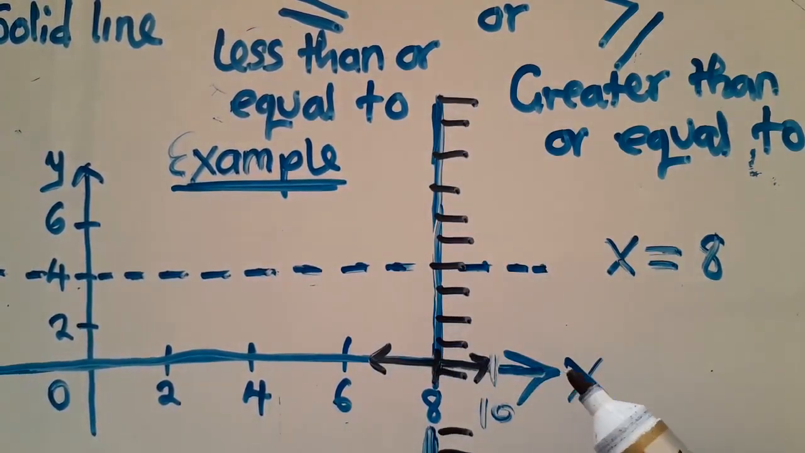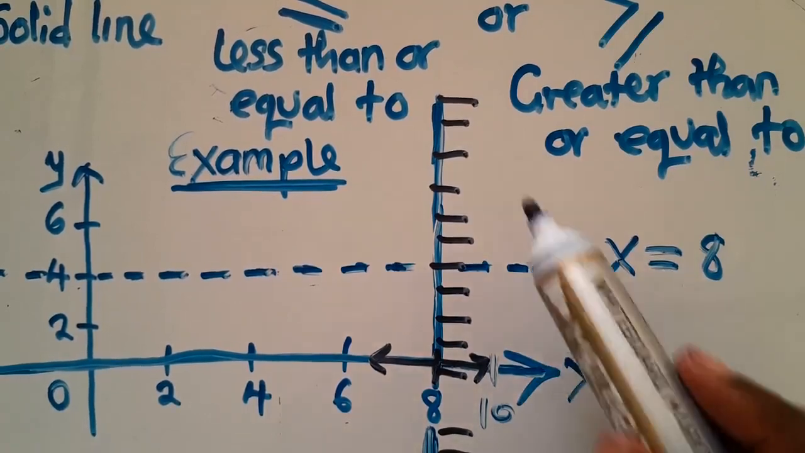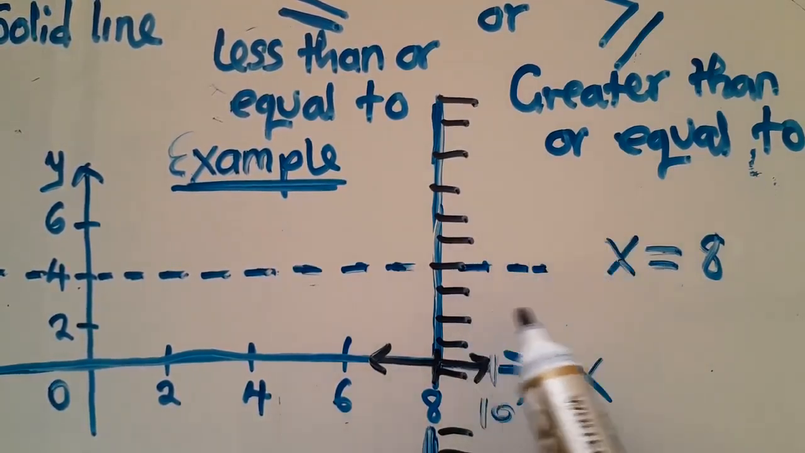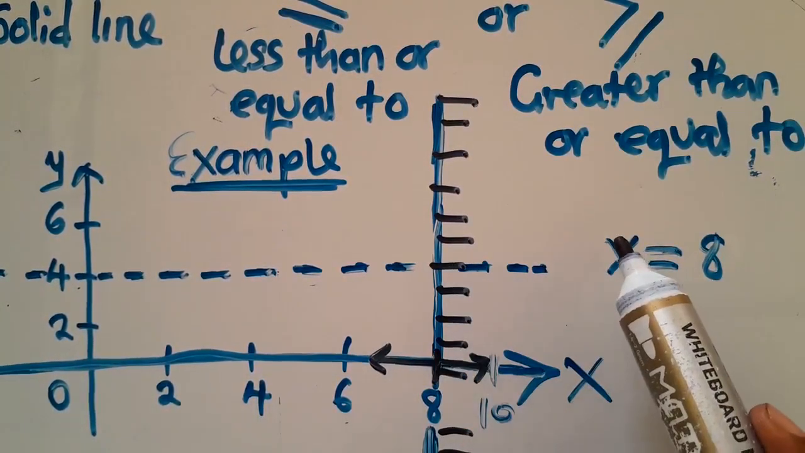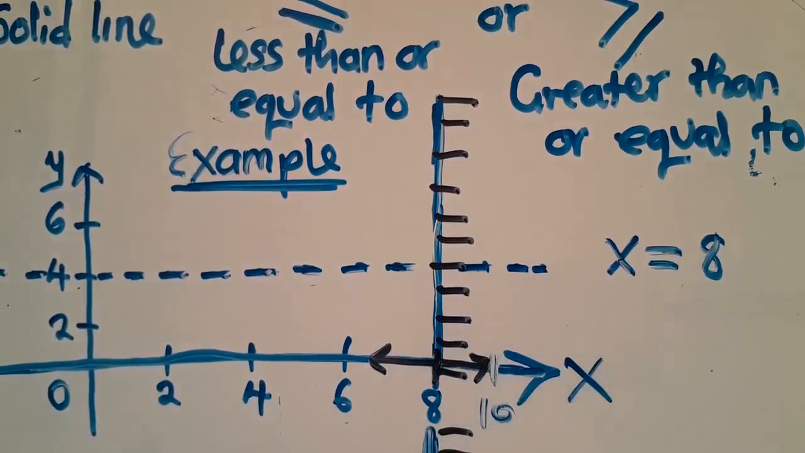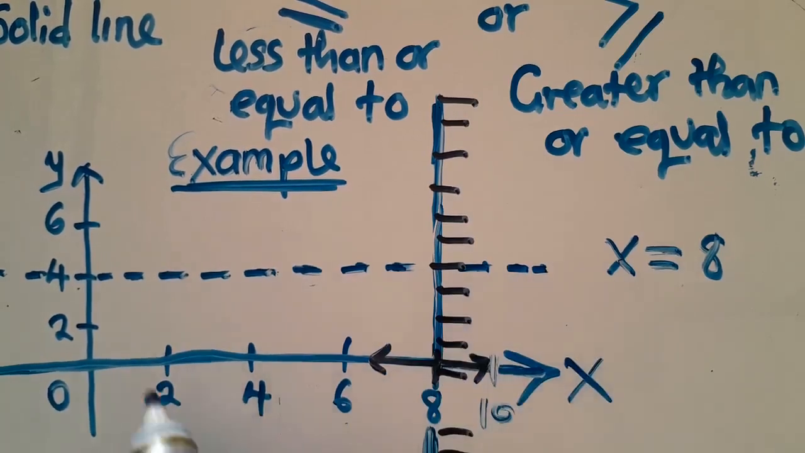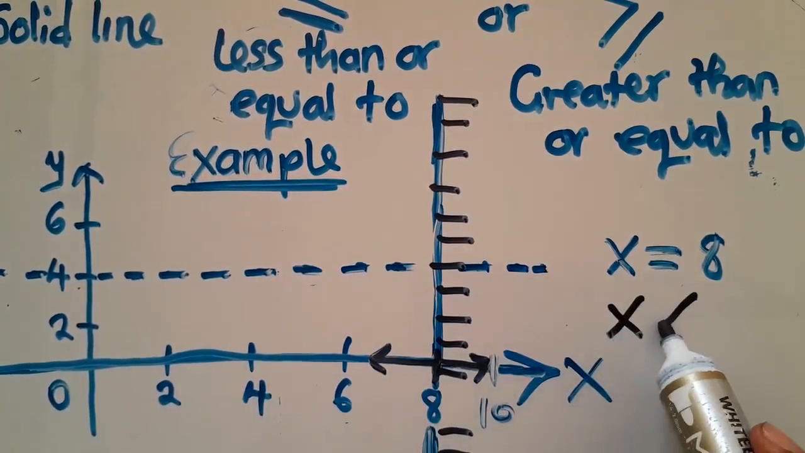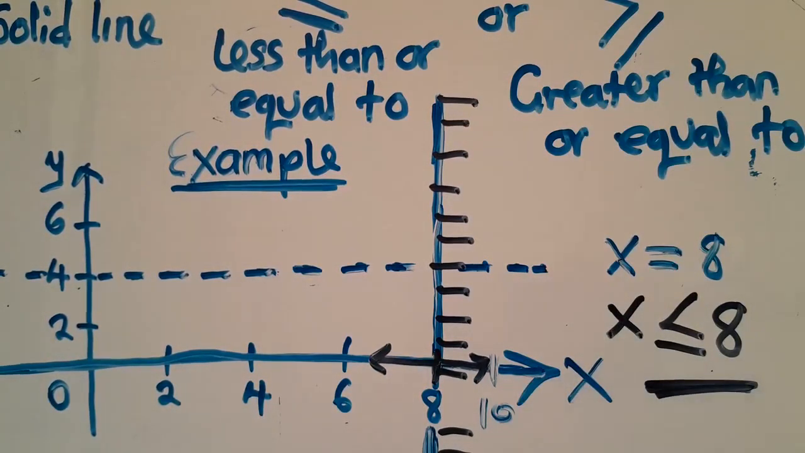Have you seen the part that I've shaded? This part that I've shaded, which part? The greater part, where numbers are doing what? Increasing. So this is the part where numbers are increasing. You're supposed to get a part where numbers are reducing, the opposite. So they have shaded the greater than, so it's supposed to be the less than. So x is less than or equal to 8. This is the inequality. You've answered.